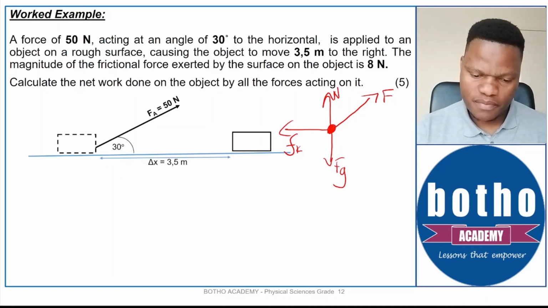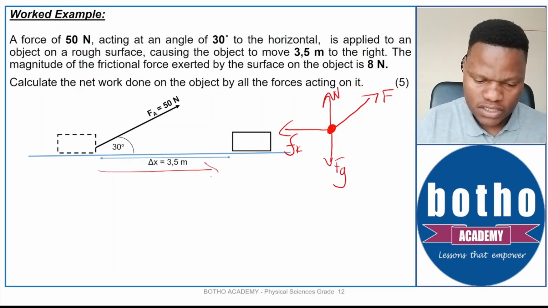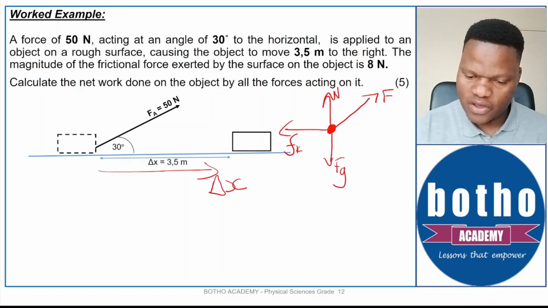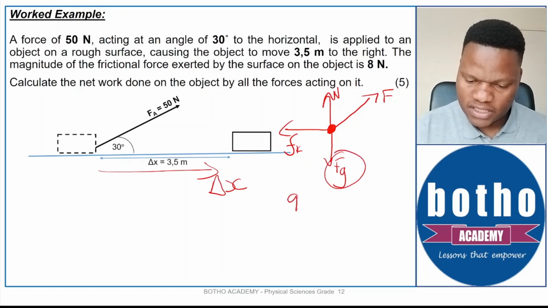Now, look at what is happening. The object is moving to the right. The direction of motion, therefore delta x, is to the right, which means the angle between delta x and the weight is 90 degrees.